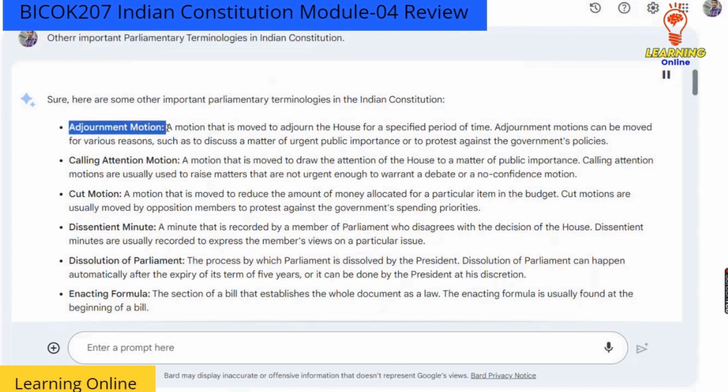Adjournment motion. A motion that is moved to adjourn the House for a specified period of time. Adjournment motions can be moved for various reasons, such as to discuss a matter of urgent public importance or to protest against the government's policies.